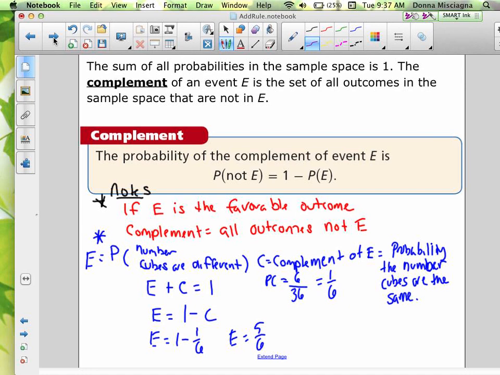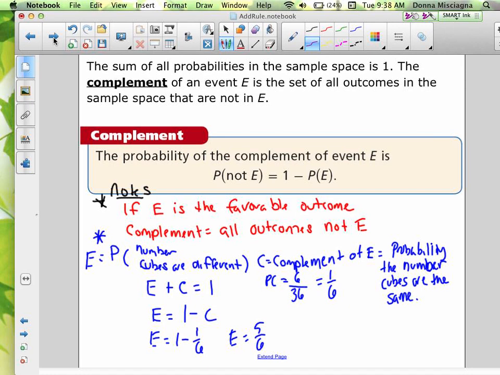So for instance, here we have an example. The probability that the number cubes are all different. The complement of that is the probability that the number cubes are all the same. So we could find the probability of the event that the number cubes are all different by taking the complement and subtracting from 1. Together, the number cubes are different and the number cubes are the same. That's all the outcomes they can be. They're either different or the same, right? So together they add up to 1.